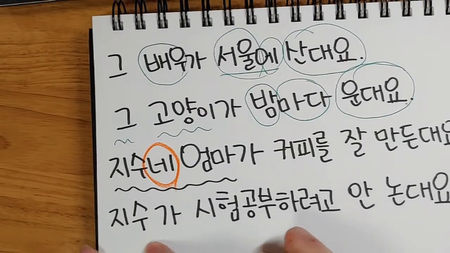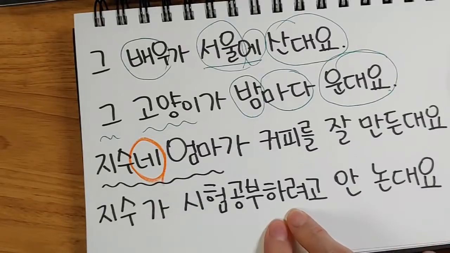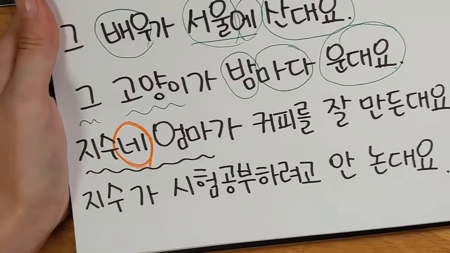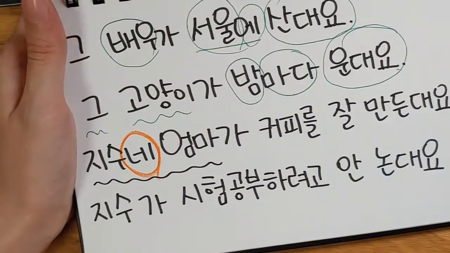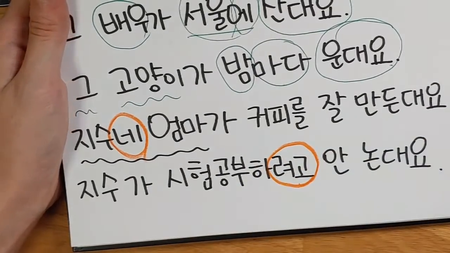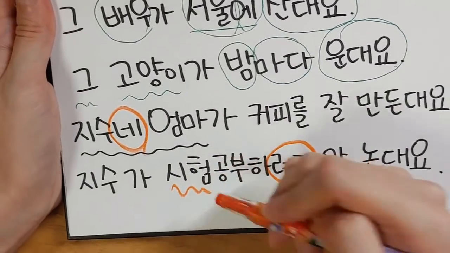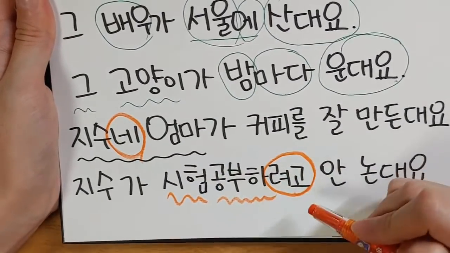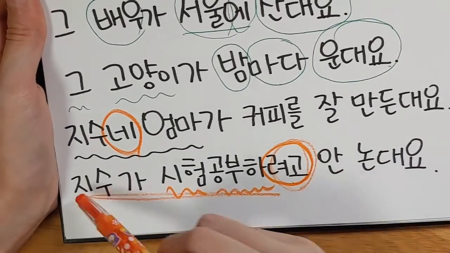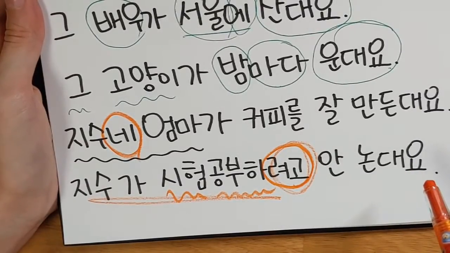Then the last one, 지수가 시험 공부하려고 안 논대요. I brought this sentence, guys, to let you check if you remember the 려고 suffix. 지수가 시험, exam, 공부하려고, in order to study for the exam, right? 지수가 시험 공부하려고 안 논대요.